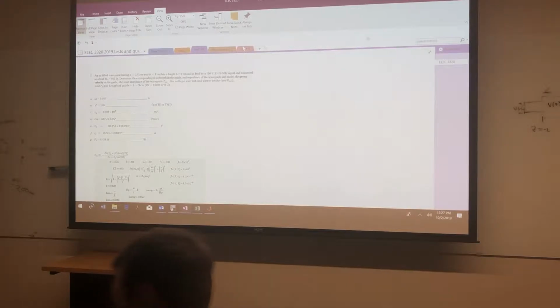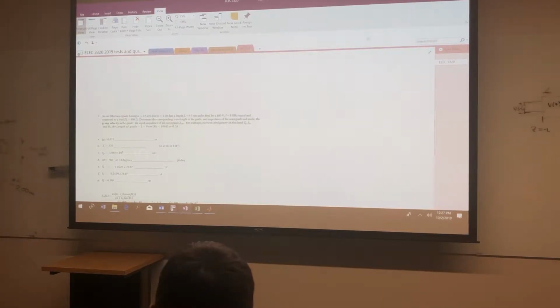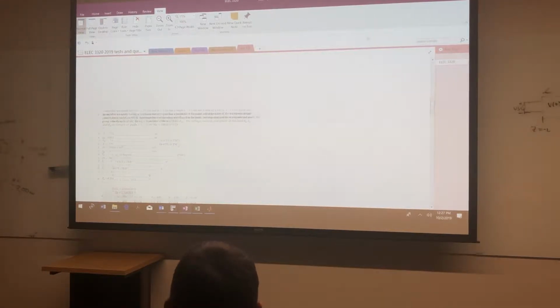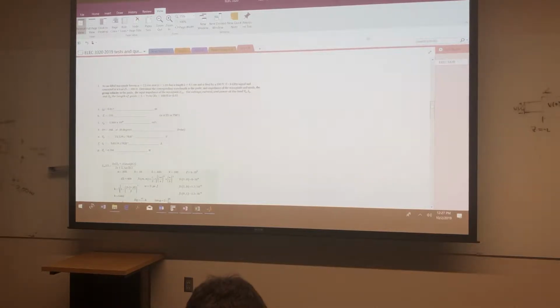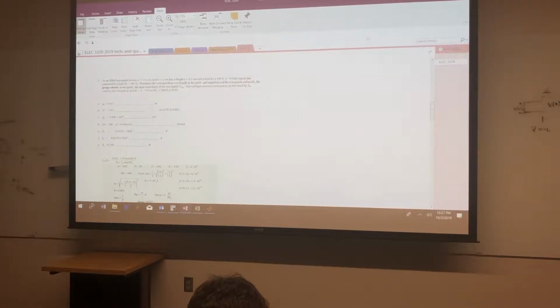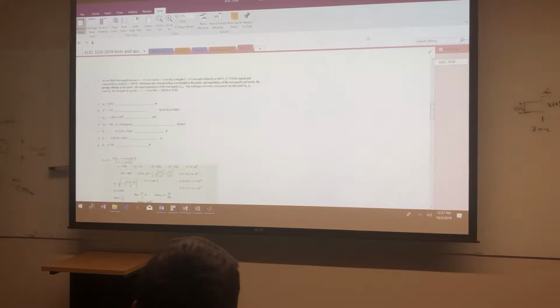For test B, right here, these are the values for the, wait a second, was test B 100 too? Yeah, the length is 4.5 centimeters, not 9 centimeters in test B. That was the only difference. And you can check the numbers on this one. I've got the equations down and the answers.